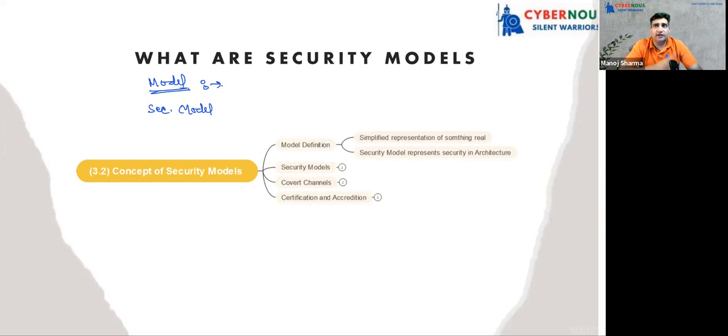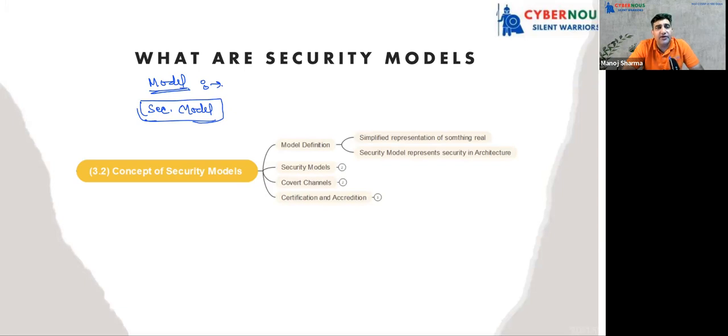A model also helps once you have a successful machine or system created. You can bring out a model from it which you can use or replicate in the near future. That is where a model plays a very important part. And when we create a model from a security perspective to test out a security aspect, it is called a security model.